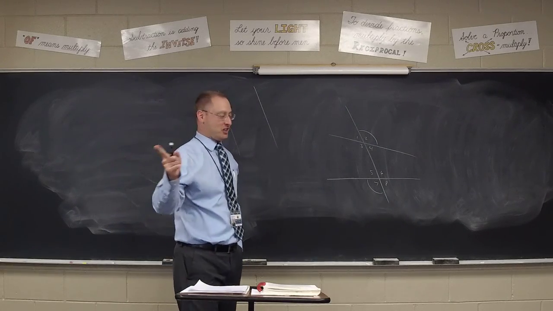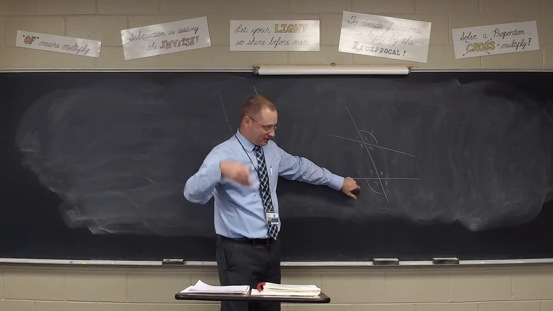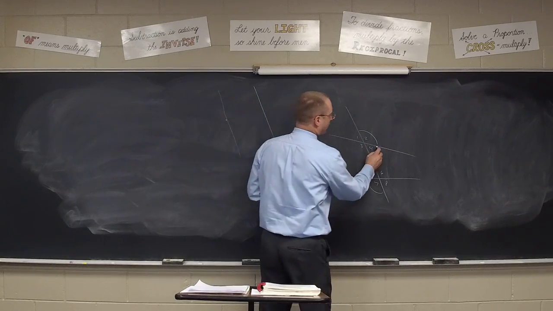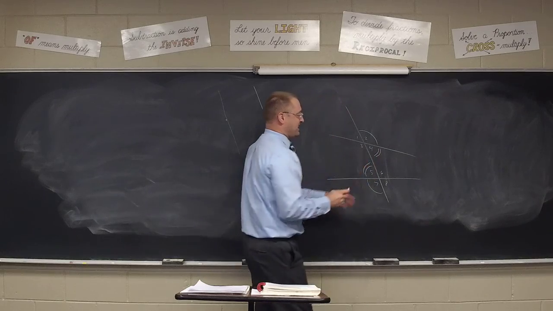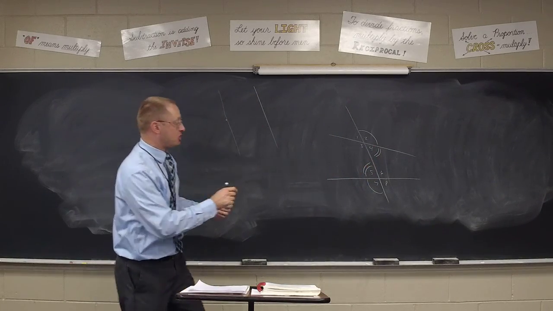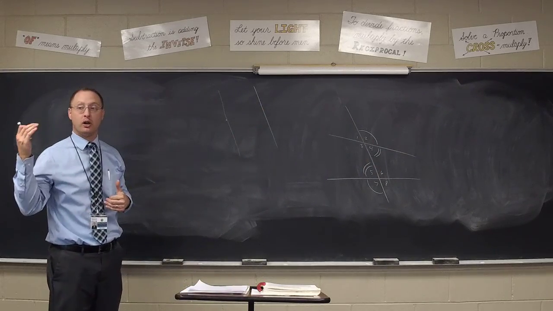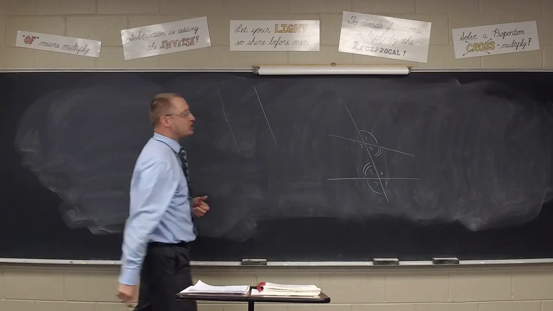Alternate exterior. Good. Alternate exterior angles, class. What would these be? Alternate exterior angles. Okay, so angle 4 and angle 5. Again, not necessarily equal, but 4 and 5, they are both between the lines, but they're still on opposite sides of the transversal. 4 and 5, class, would be called alternate interior angles.